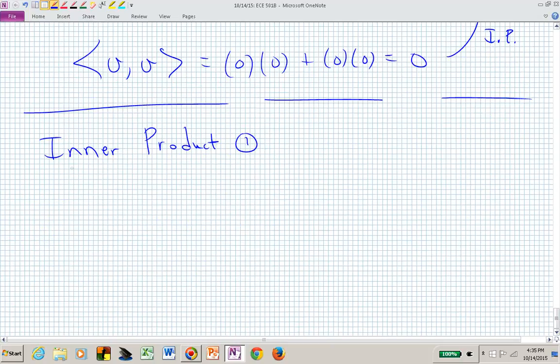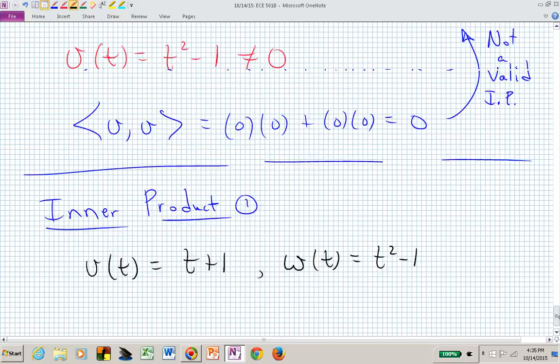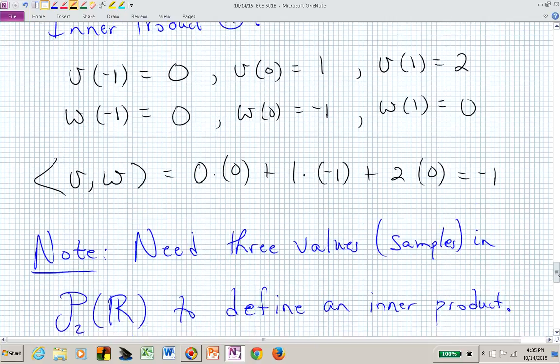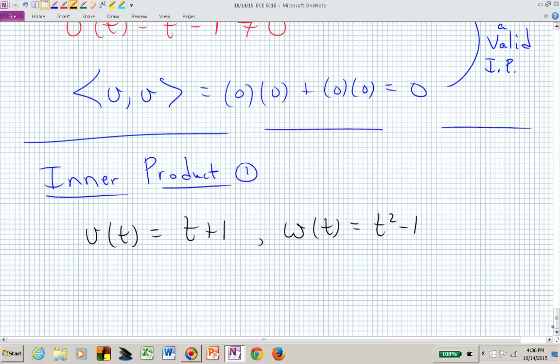And again, let's remind ourselves what we'll be using. Suppose we let v of t in this example be t plus 1 and w of t be t squared minus 1. I think that's what we used the last time when we looked at inner product 2, and we ended up with an inner product for those two vectors being minus 1. Let's see what we get for an inner product using inner product rule number 1.